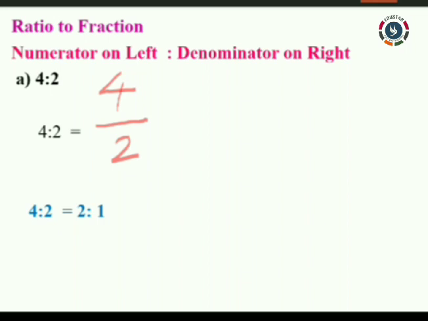Now you have to reduce this fraction into simplest form. Now check the numbers 4 and 2. Both are even numbers, so both are divisible by 2. You will get the answer as 2 by 1. Now you have to write the ratio for this fraction. Your 2 is to 1, right? So 4 is to 2 is equal to the ratio 2 is to 1.